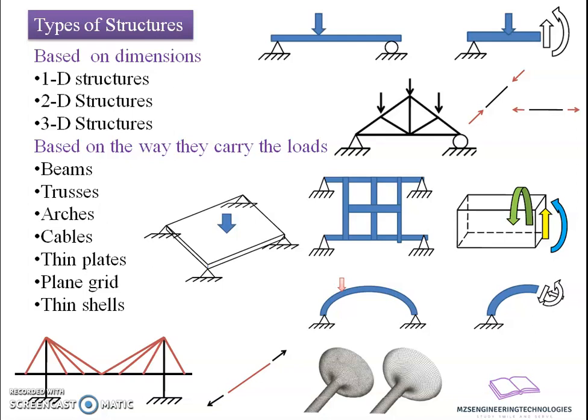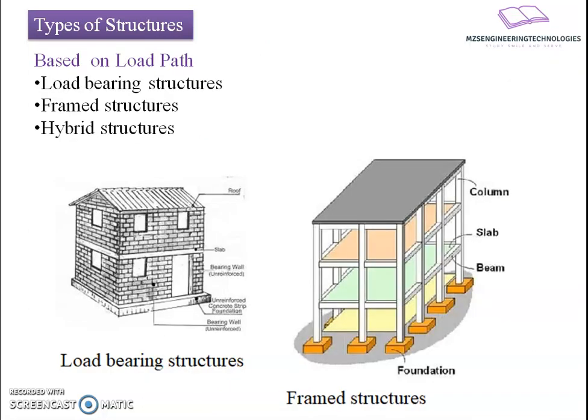Due to this, there is development of meridional and circumferential stresses, and these members are subjected to flexure as well as shear. Now, if we talk about the transformation of the loads, based on the load path, the structures can be classified as load-bearing structure, frame structure, and hybrid structure. In case of load bearing, the load is transferred with the help of bearing of the structural members, like slabs bear on the walls, walls bear on the footing, and footing bears on the soil. Such an action is called a load-bearing structure.